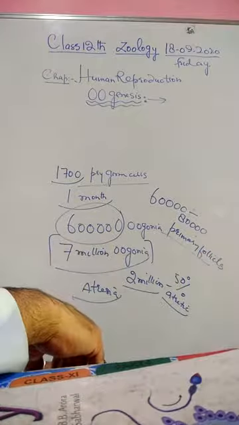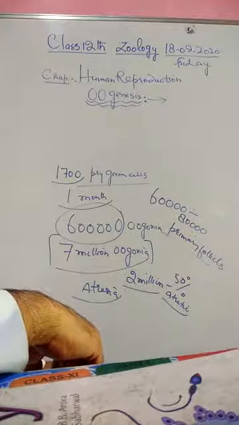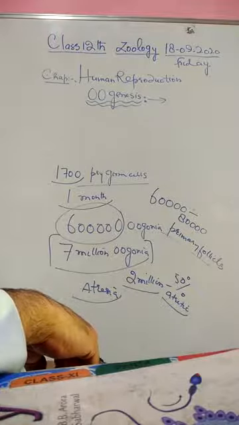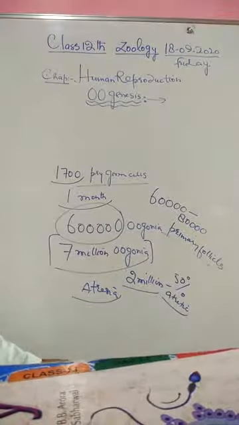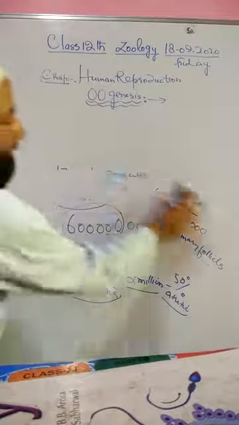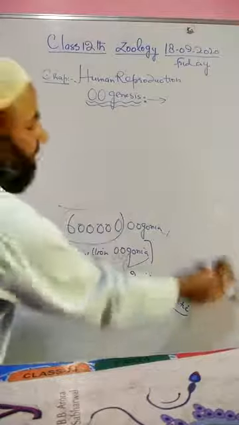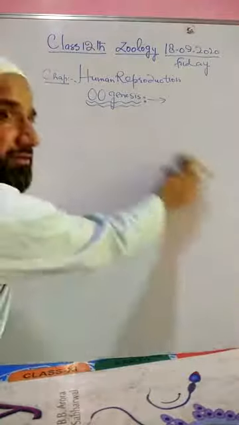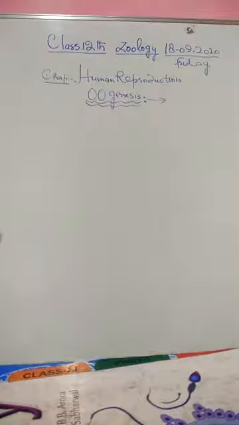Oogenesis is completed only after the onset of puberty, and only 1 out of 500 oogonia is stimulated by follicle stimulating hormone to mature. So oogenesis is a discontinuous and wasteful process. This means the maximum number of the oogonia undergo atresia, or degeneration. That's why it is called a discontinuous and wasteful process.